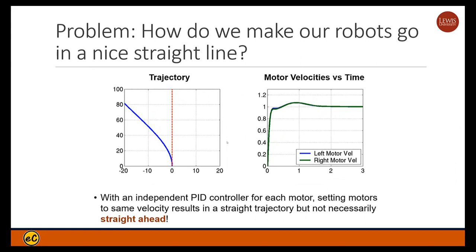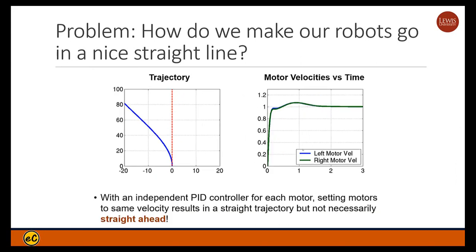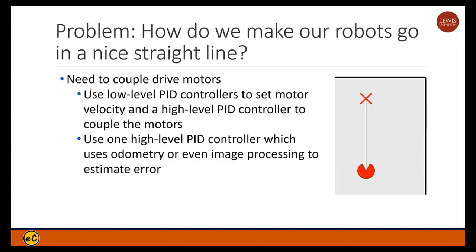But you can actually use a PID to control it, and also be able to maintain closer to the straight line. So how do we make our robot go nicely straight? We actually will use a PID controller. You need to have a couple of drive motors and then measure the speed and angles.